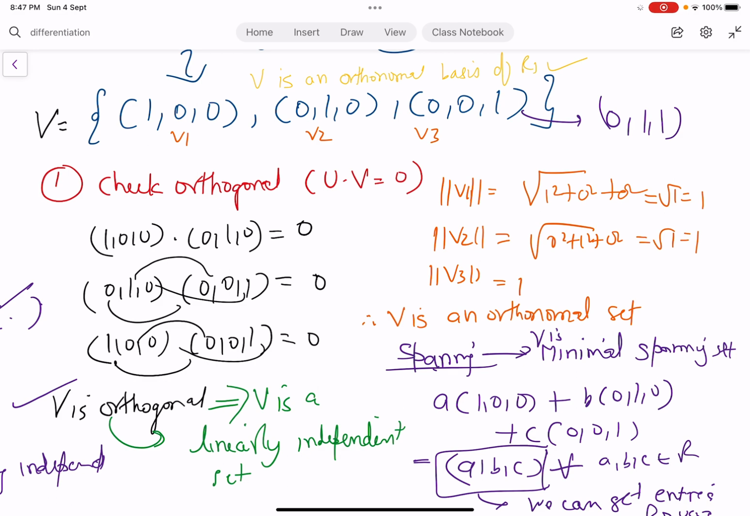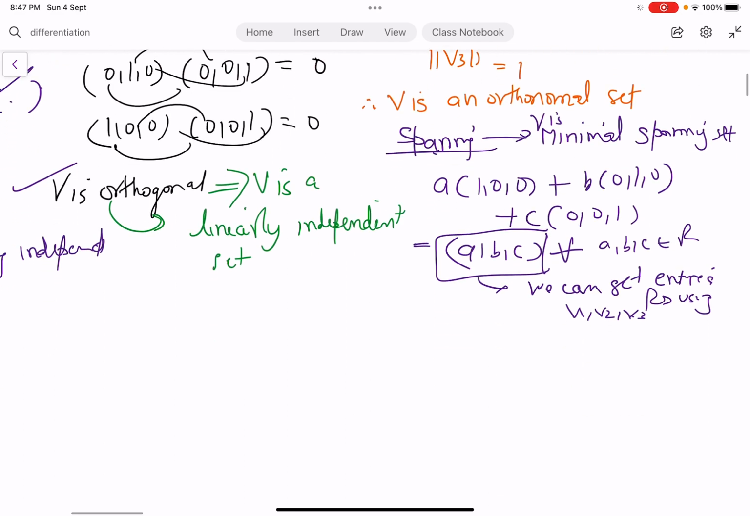And you already know that V is the standard ordered basis of R3, and that means we can conclude as a general conclusion that the standard ordered basis of any n-dimensional vector space is always going to be an orthonormal basis. So this was what I wanted to explain about orthonormal basis. To check any other vector basis whether it is orthonormal or not, just check these relations to be satisfied.